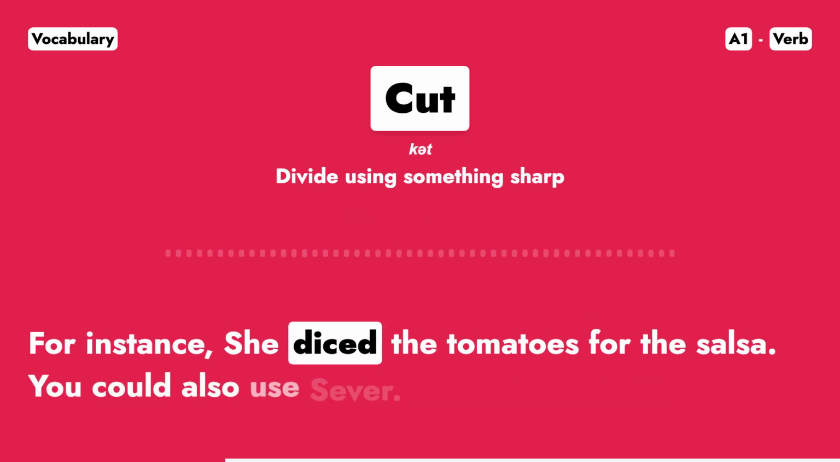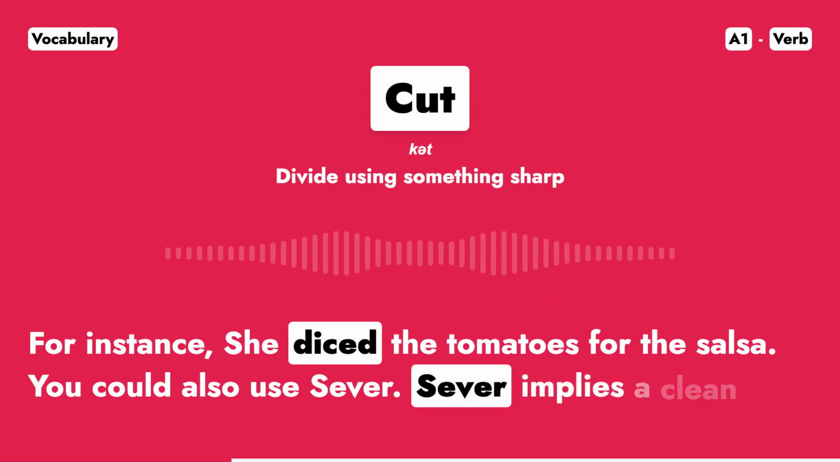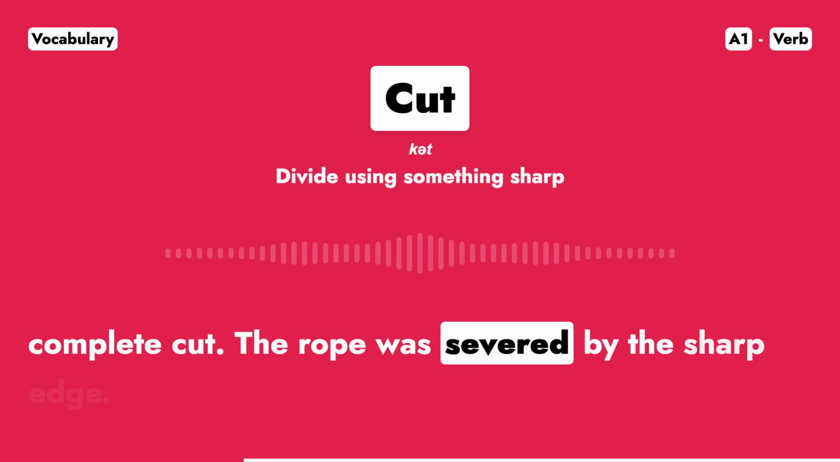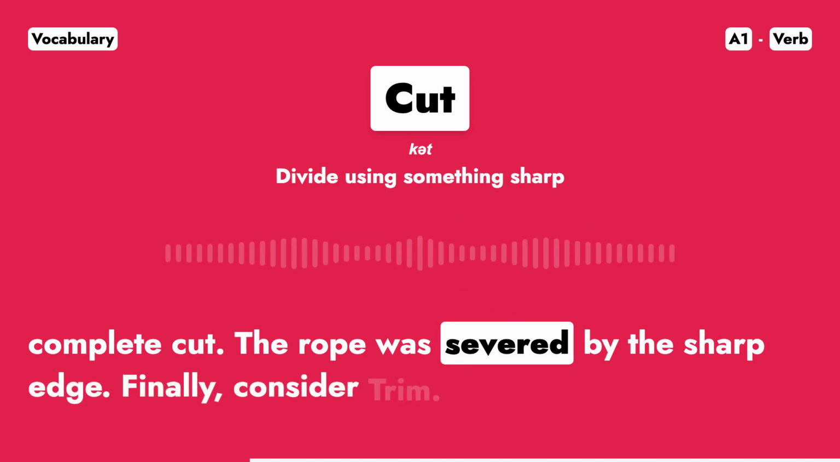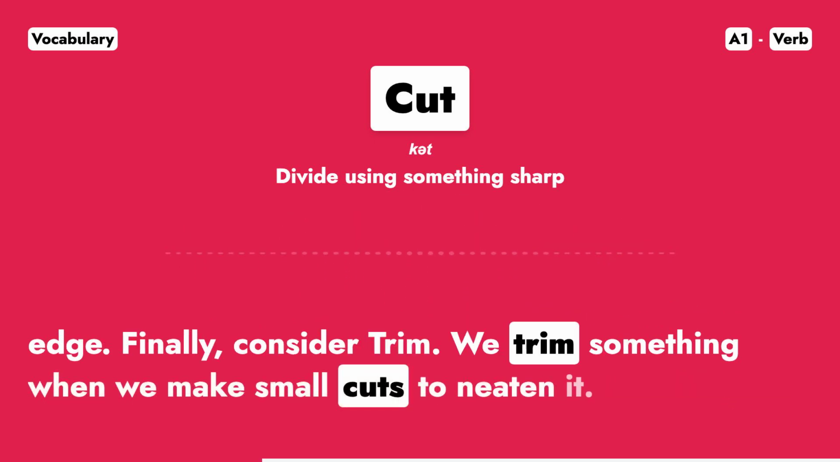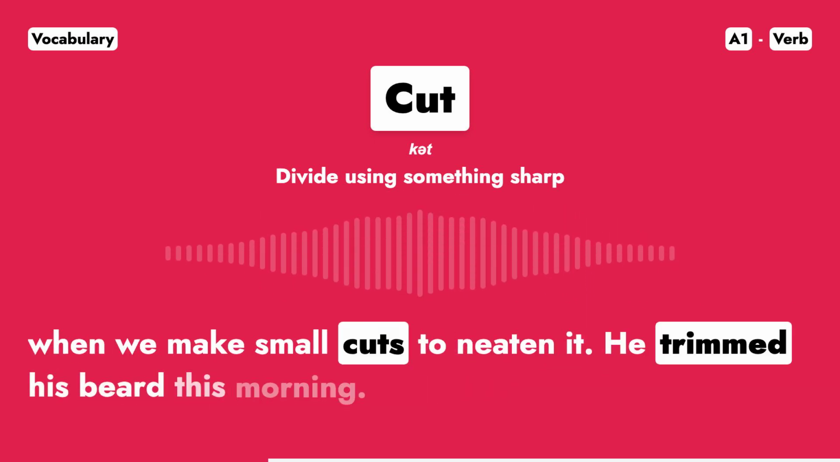You could also use sever. Sever implies a clean and complete cut. The rope was severed by the sharp edge. Finally, consider trim. We trim something when we make small cuts to neaten it. He trimmed his beard this morning.